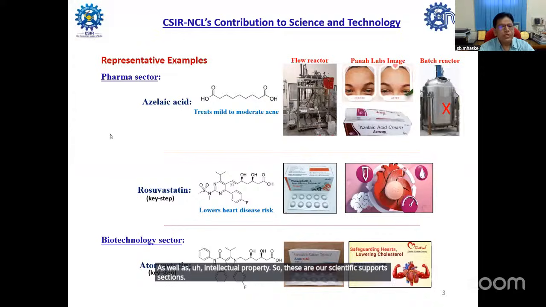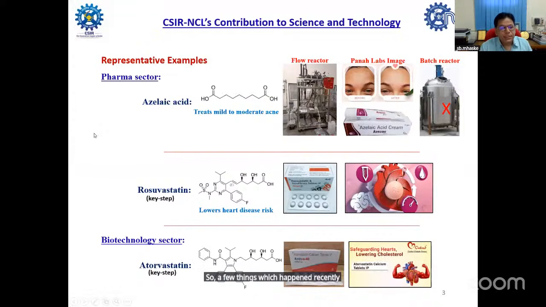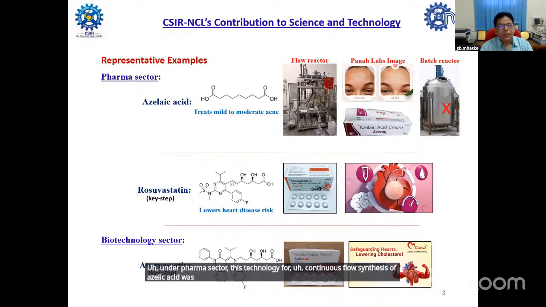So a few things which happened recently at NCL, I'm giving under different sectors, like under pharma sector, this technology for continuous flow synthesis of azelaic acid was developed, and it has been given to the industry.